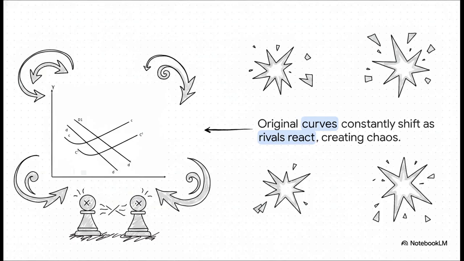They think they know exactly where they stand. But the absolute second they make a move, a rival reacts. Instantly, those original curves just vanish. The demand curve shifts to D1, the cost curve shifts to C1. You make a move, your rival reacts, and your perfectly planned projections just keep shifting endlessly. It's absolute chaos. Determining a stable equilibrium price and output under these conditions is pretty much impossible.